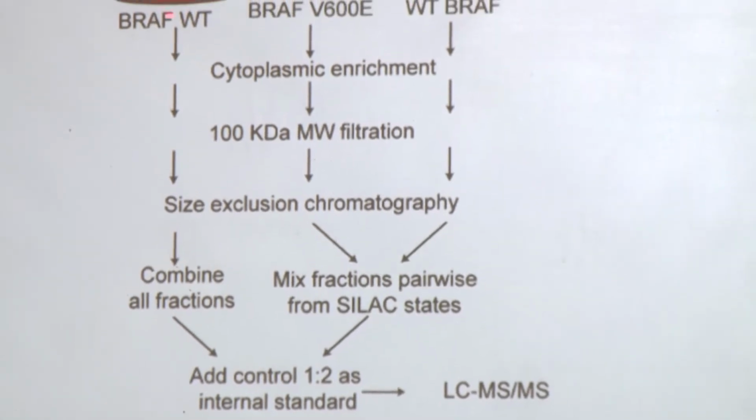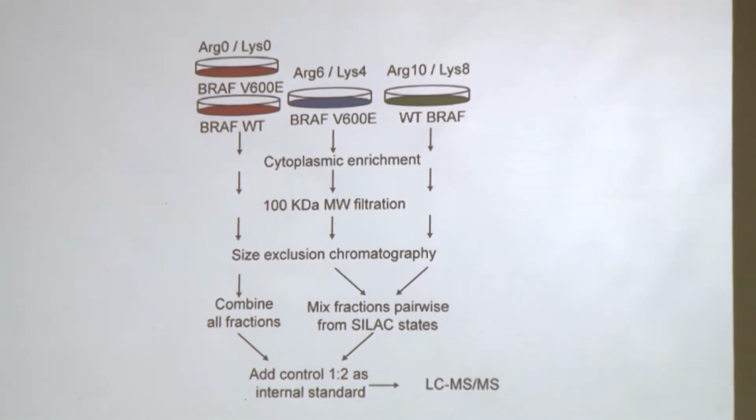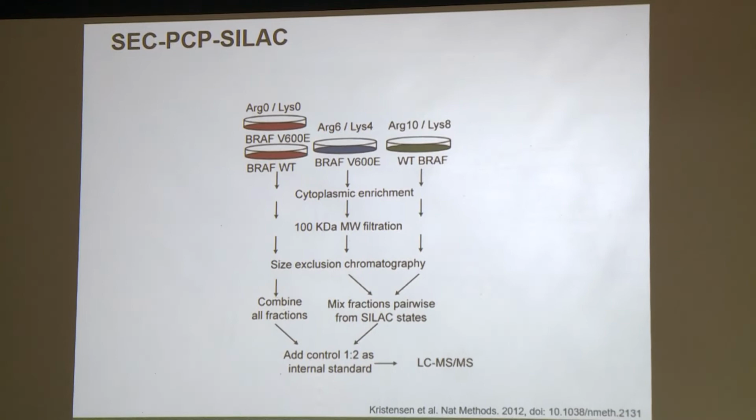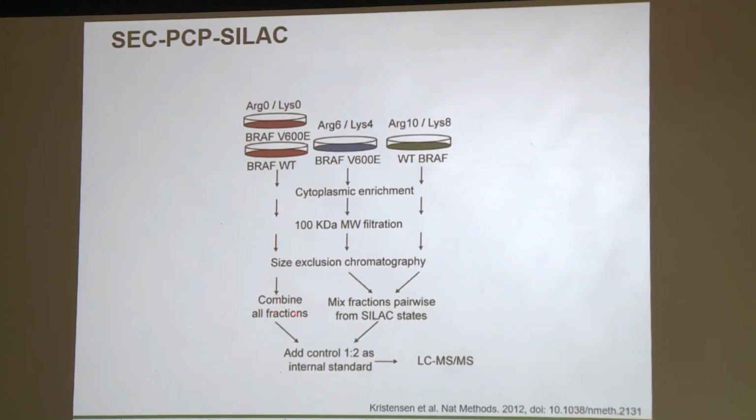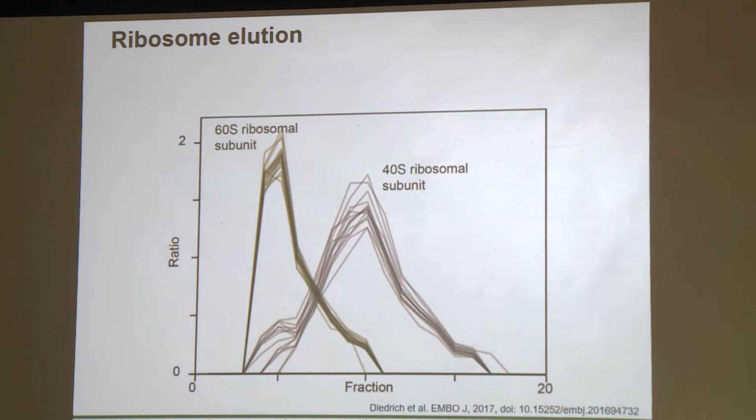And now this here would be again our internal standard. Here we combine again all of the fractions, and then from this combined fractions, we spike into our original fractions in a 1:2 ratio to be able to do this relative quantification, similar to how we did this with the centrifugation approach. So the data looks super nice.